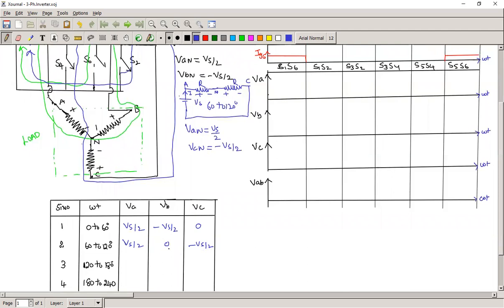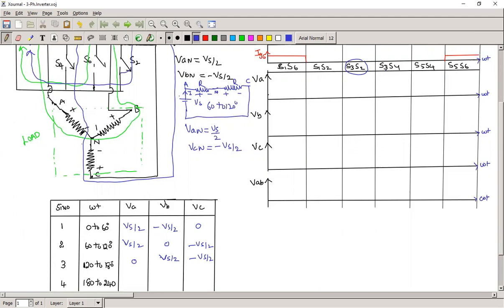When you come to the S3 and S2, 120 to 180 degrees mode, these are the devices conducting. S3, S2, nothing but current is entering into the B phase. So the B phase is getting the positive voltage, leaving from the C phase. S2 is conducting, nothing but leaving from the C phase. So the C phase is getting minus Vs by 2 and the remaining phase is 0.